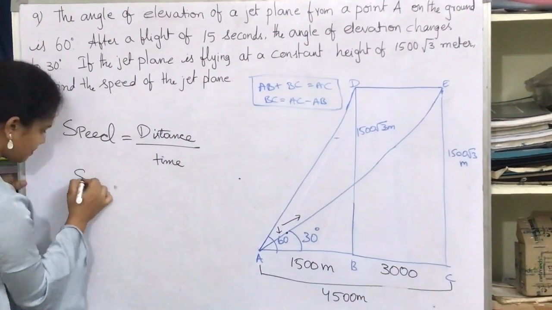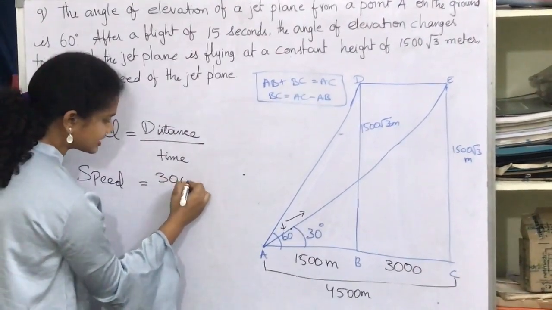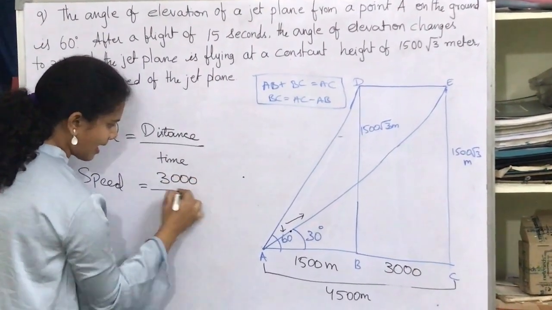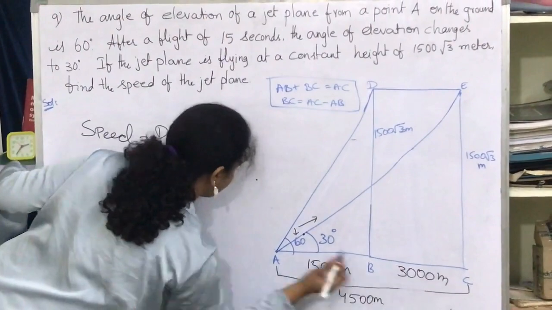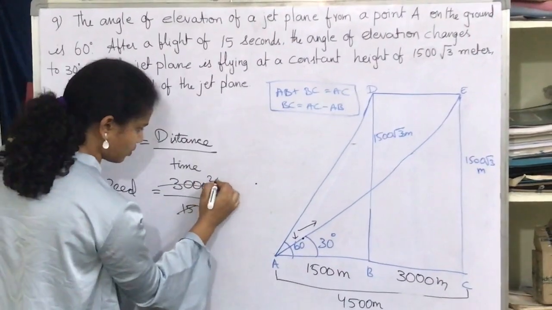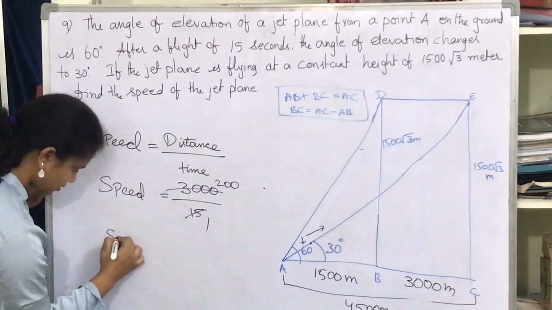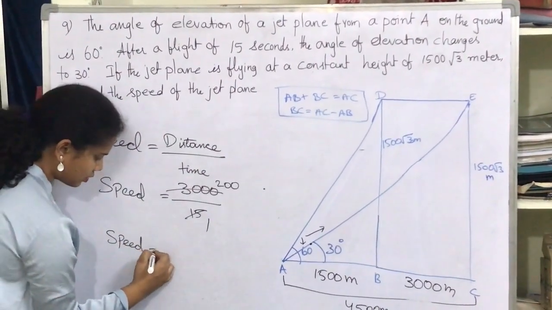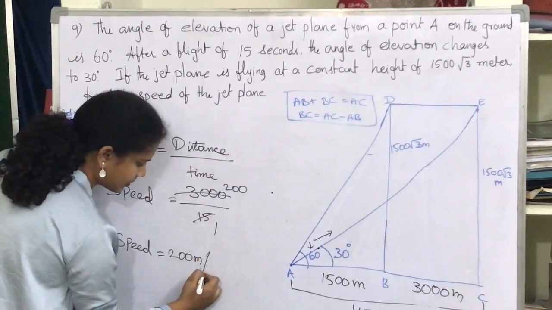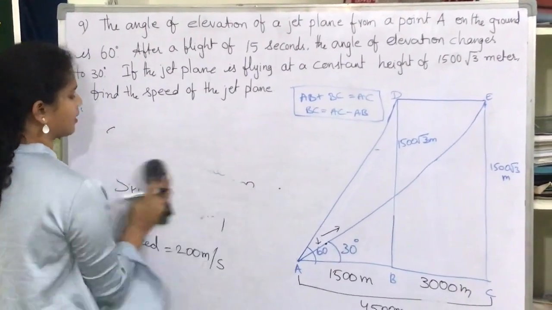Thus we can write speed equals distance in the given figure. Here you have 3,000. Just consider 3,000 as distance. Now here we have 3,000 meters upon 15. 3,000 divided by 15, we get 200. Now speed equals, the speed of the jet plane is 200 meter per second.